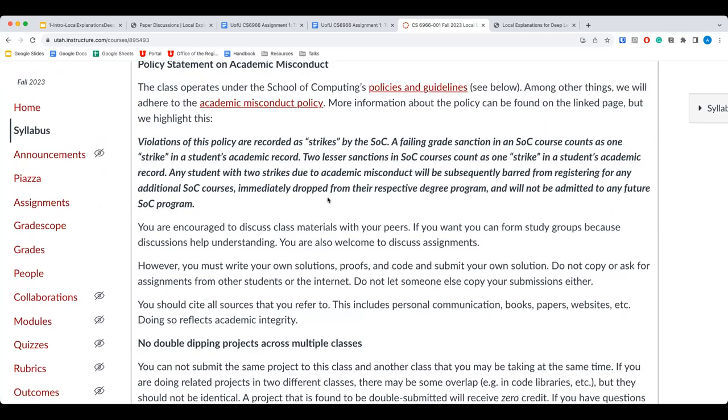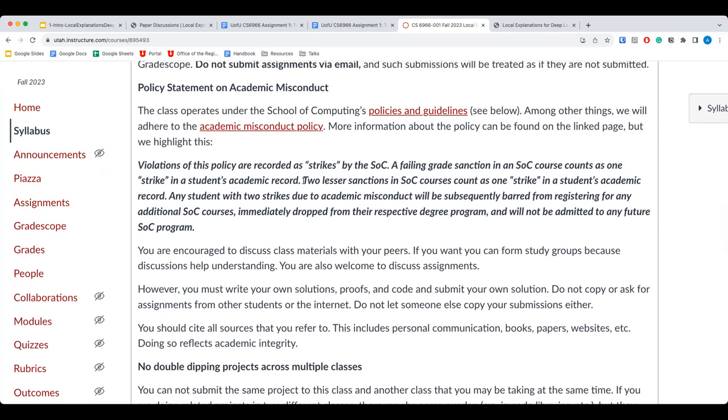Another thing you must read carefully is the Carter School of Computing's policy about academic misconduct, which has this strike system. I don't know why this is shaking, I feel like there is an earthquake. Hopefully not. So you must read this policy very carefully. I think the point where students get confused is what is collaboration and what is cheating. It is fine that you talk to each other about how you will go about assignments or projects, but when it comes to actually coding and writing up your solutions, you must do it on your own. And then it will become obvious that you have different submissions.